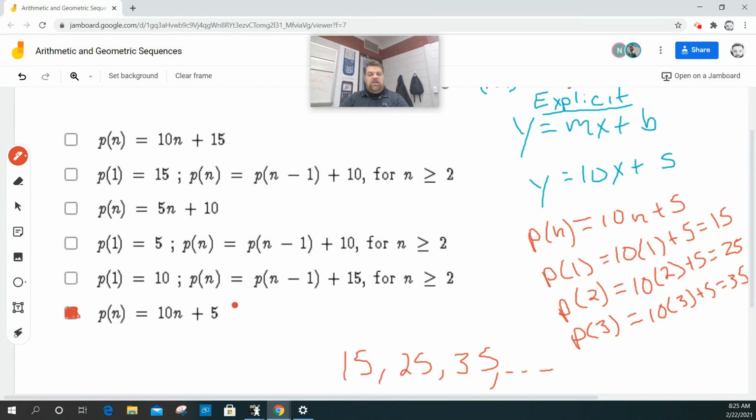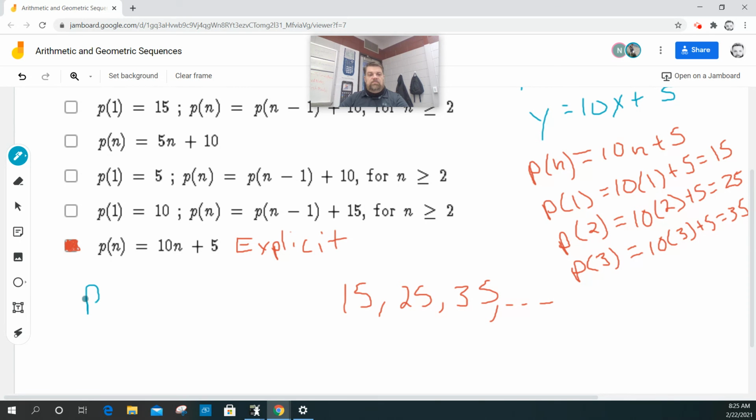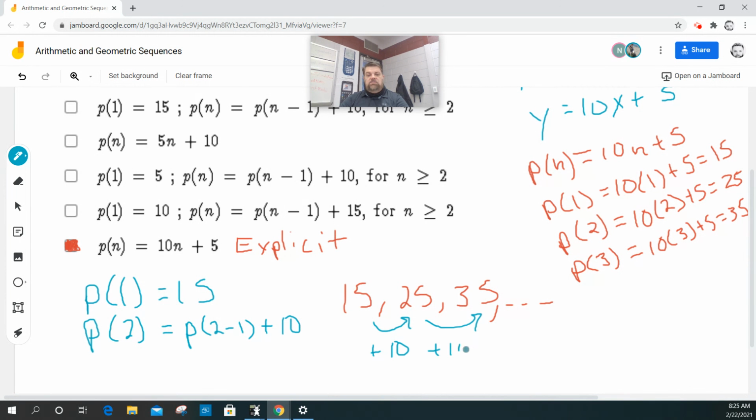So this is the explicit, right? But remember, we've got a recursive one. So the recursive one works like this. We start off with the first term. P of 1 is equal to 15. Well, what am I adding to that? Well, P of 2 is equal to P of 2 minus 1 plus 10, right? Because we're adding 10 to this. So this is what we call the recursive.